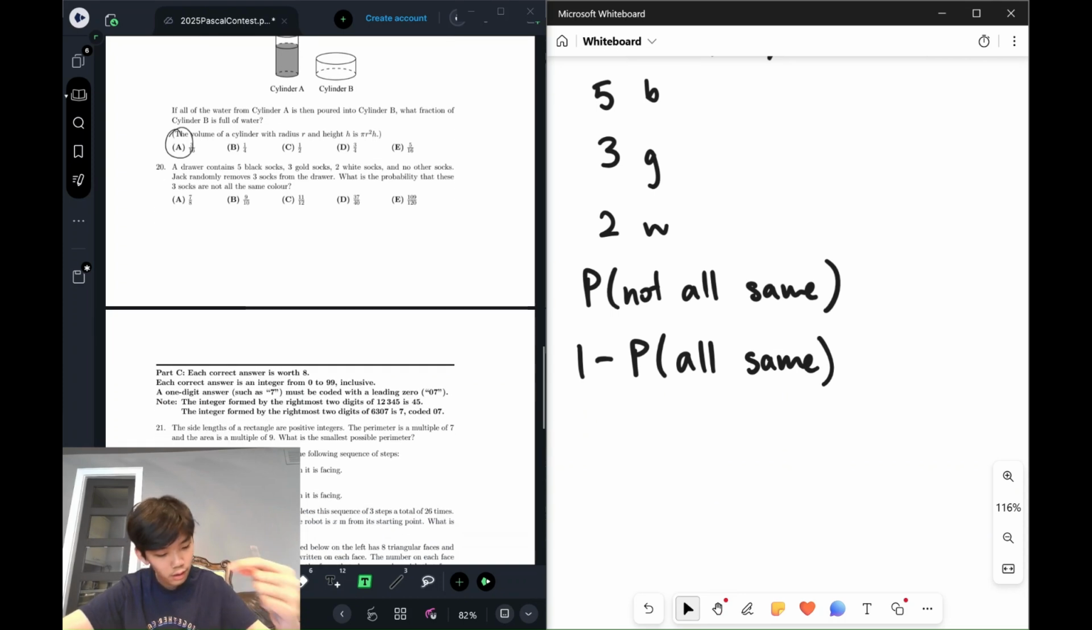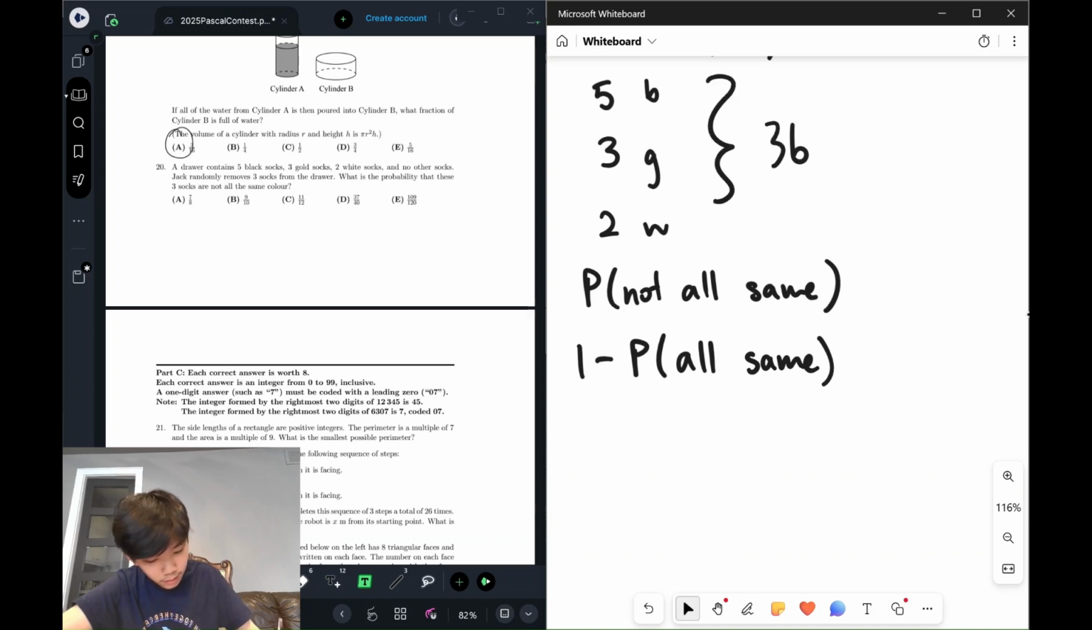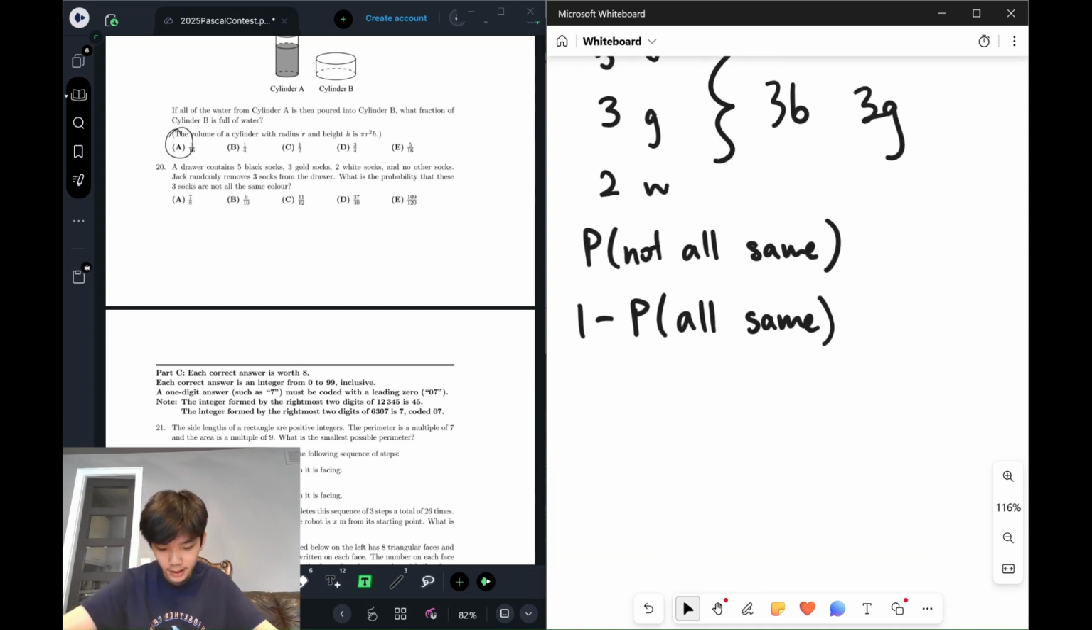For example, when they aren't all the same, you could have 1 black, 1 gold, 1 white, or 2 golds and 1 white. There's a lot of possibilities. But when they're all the same, it's either 3 black, 3 gold, or 3 white. Now notice that there are 2 white socks, so you actually can't have 3 whites. Therefore, there's only 2 possibilities: 3 black or 3 gold.